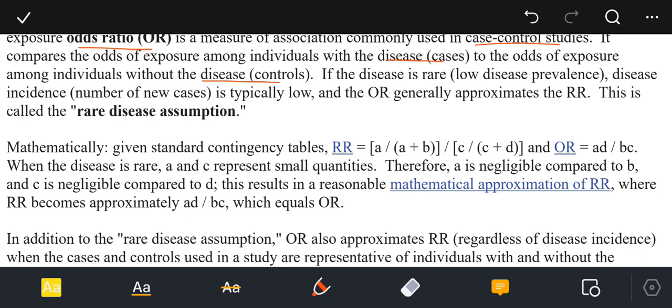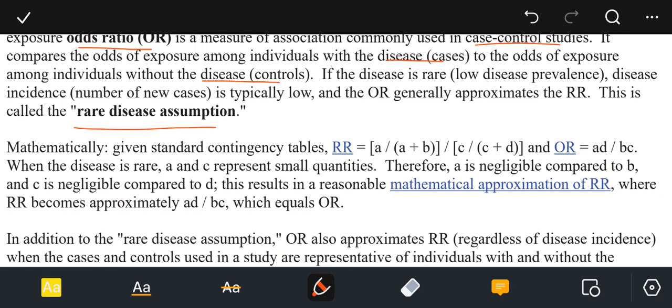This is called the rare disease assumption. Mathematically, given a standard contingency table, the relative risk is equal to A over A plus B divided by C over C plus D, and the odds ratio is equal to AD divided by BC. When the disease is rare, A and C represent small quantities. Therefore, A is negligible compared to B and C is negligible compared to D. This results in a reasonable mathematical approximation, where the relative risk becomes approximately equal to AD over BC, which is the odds ratio.